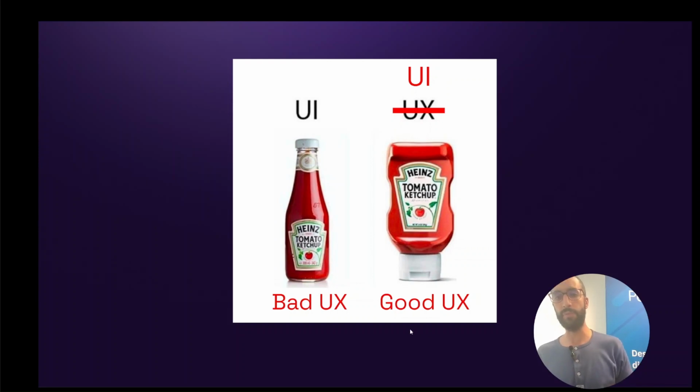So for example, if your need is to put a certain amount of ketchup on your sandwich and you don't want to get messy, this will give you a good user experience and this one will give you a bad user experience. But the good and bad UX depend on the needs. For example, if you want to smash someone's head with a bottle of ketchup, this will be a good UX and this will be a bad UX. So depending on your objective.